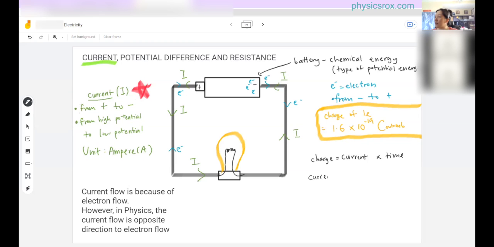When you calculate current, what is actually current? It is how much charge is flowing in 1 second, how much charge is moving through one point. Let's say you want to count how much current flows through the light bulb. Then you count how many electrons pass through in 1 second.